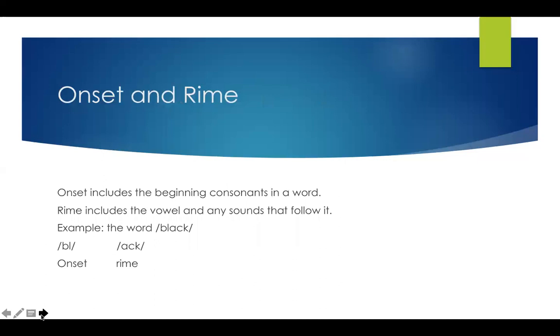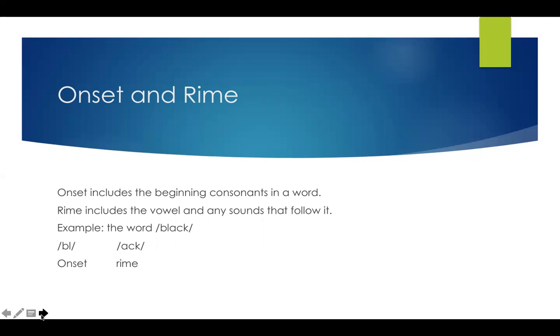Onset and rhyme. Onset and rhyme include the beginning consonant, that's the onset, and the rhyme, which is the vowel and all the sounds that follow. Here are some examples on the screen. For the word black, the onset is bl. The rhyme is ack.